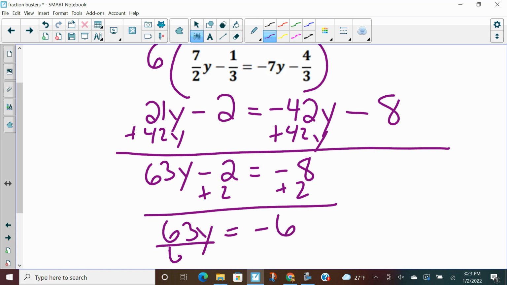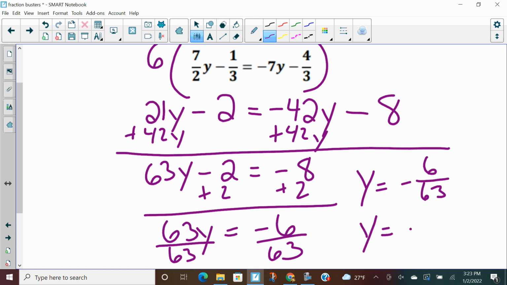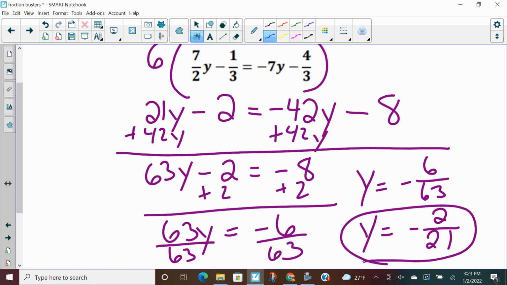Divide both sides by 63. So I'm going to get y equals a negative 6 over 63. Since 3 goes into both of those evenly, I get y equals a negative 2 over 21. And I just leave it like that. I can turn it to a decimal. It's not going to be a friendly decimal, so I just leave it as negative 2 over 21.